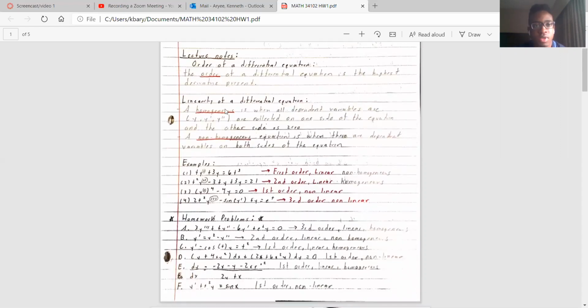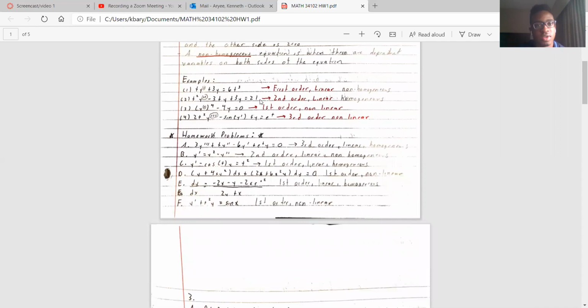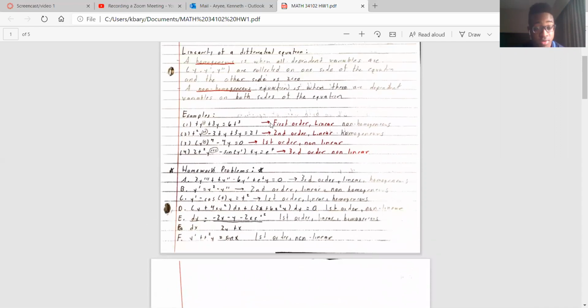And also to prove the linearity of a differential equation, a homogeneous equation is when all dependent variables are collected on one side of the equation and the other side is equal to 0. And if it's non-homogeneous, then that is when it is not present. So these are a couple of examples of differential equations that we need to classify. This first one is first order because the highest derivative present is the first derivative. And it's non-homogeneous because the opposite side of the equation is not equal to 0.